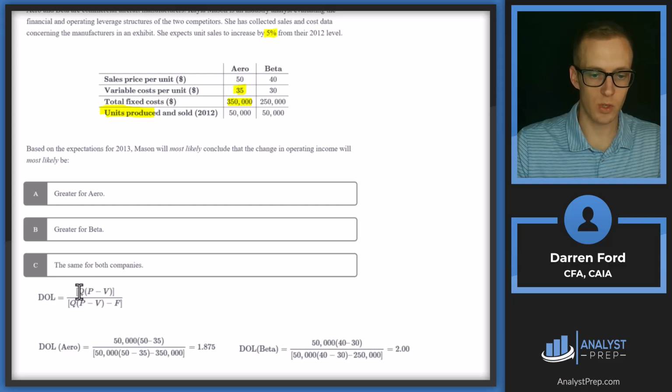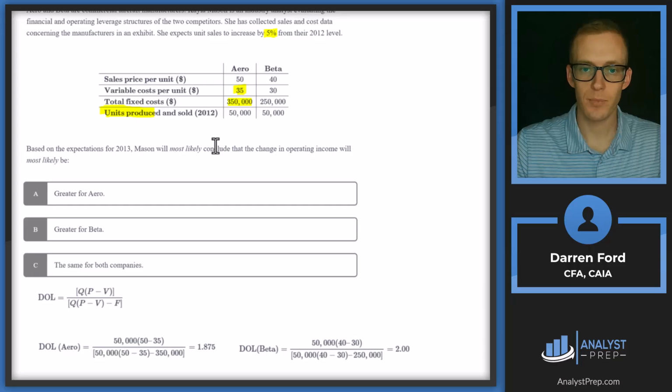That's going to be quantity sold times the price that we're selling at minus the variable costs. So we're going to be plugging in the 50 and 35 and 40 and 30 for each respective company. And then we're going to divide that by the same thing here at the beginning. But then this is where we figure out the operating leverage by subtracting out the fixed costs. So for Arrow, we get 1.875. And for Beta, we get 2. So since Beta has greater operating leverage, their operating income is going to increase more. So we'll go with answer B.